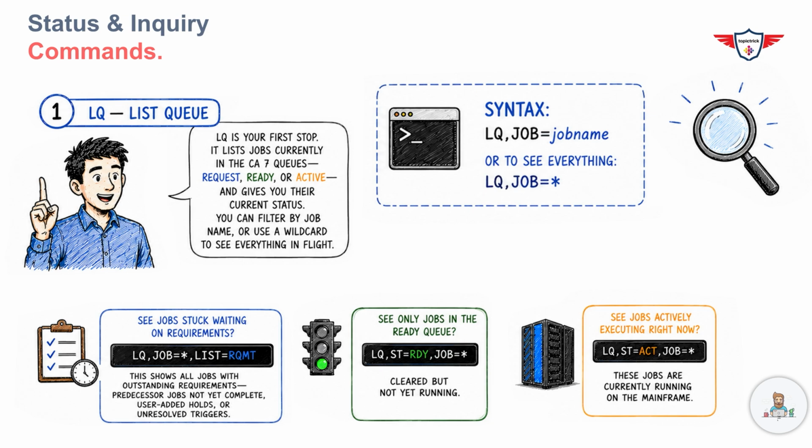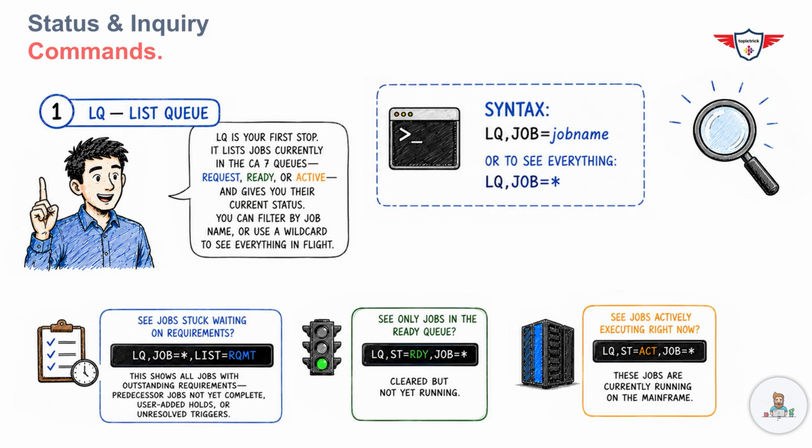Now, in case you want to see the jobs which are stuck and waiting on requirements, you can use LQ,JOB=*,LIST=RQMT, that is requirement. This would show all jobs with outstanding requirements, that is predecessor jobs not yet completed, user-added holds, or unresolved triggers.